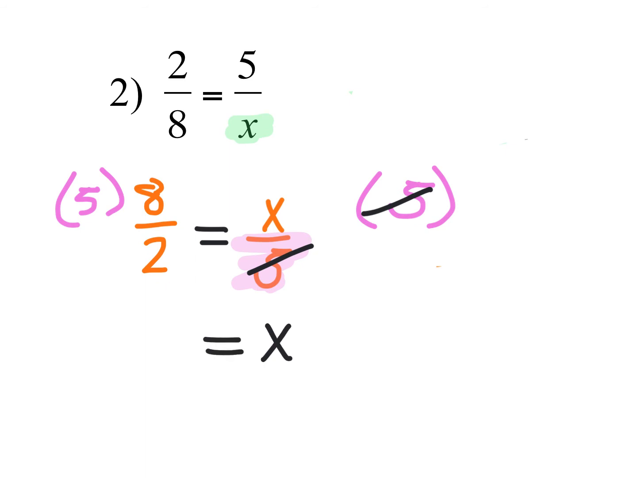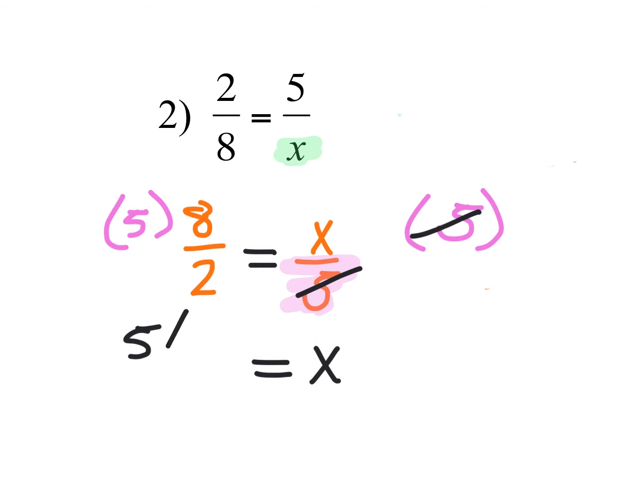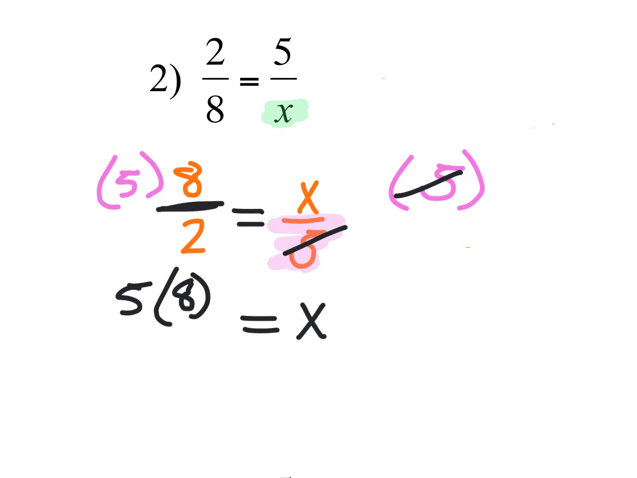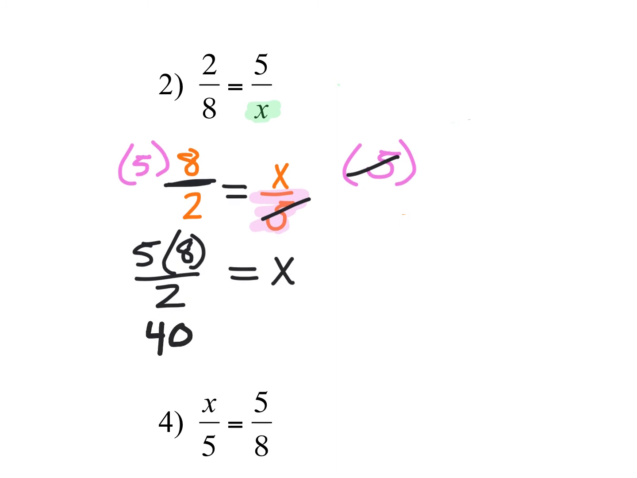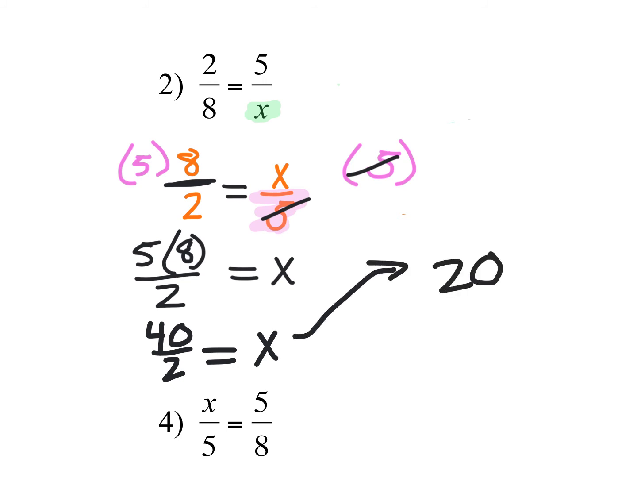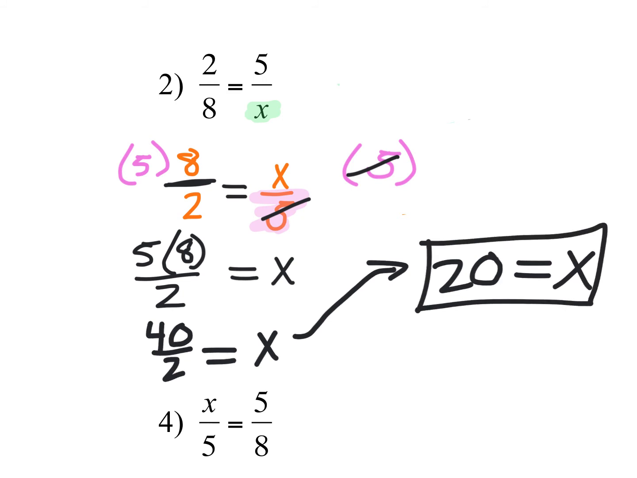So then here, you'll do 5 times 8. And then you'll take that answer and divide it by 2. So in this case, 5 times 8 is 40. And 40 divided by 2 will still get even more simple because 40 divided by 2 is 20. So we should have 20 for problem number 2.